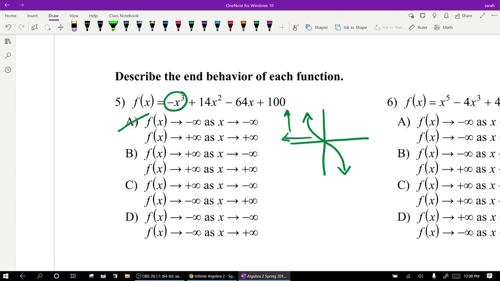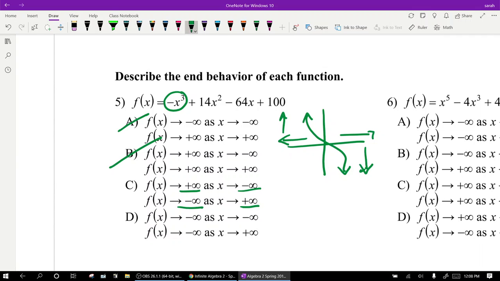Alright, let's try B. It says as x approaches negative infinity, y gets positive, so that's true. And then let's try the next one. As x approaches positive infinity, y gets positive. No, our y is getting more negative, so it can't be B. Alright, let's try C. As x approaches negative infinity, y approaches positive infinity. That's true. As x approaches positive infinity, y approaches negative infinity. So that's the one that's true.